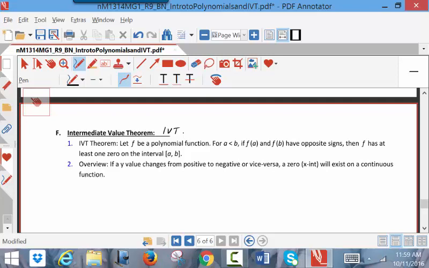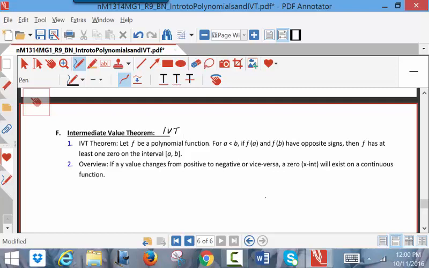Let f be a polynomial function for a less than b. If f of a and f of b have opposite signs, then f has at least 1 zero in the interval. Okay, so the goal here is maybe algebraically we cannot come up with the value of the x-intercept. Maybe it's something really crazy. Like when we were doing the word problems and we were zooming in and zooming in, maybe we can't actually get the value of the x-intercept. But we want to know if one exists.